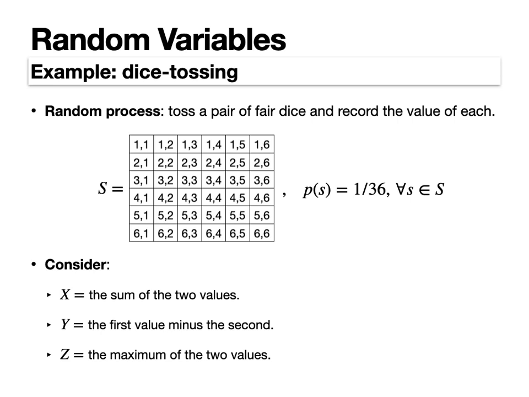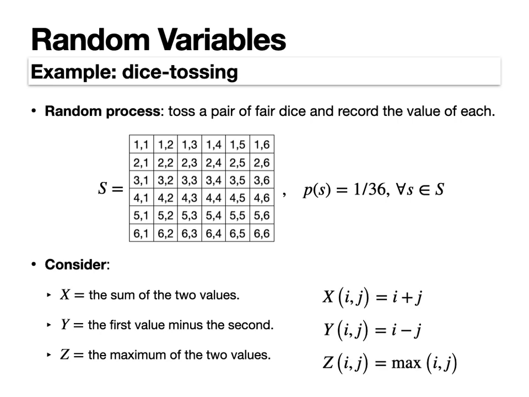So X, Y, and Z are what we call random variables. And this is usually the way I'll define a random variable, by saying what it is. Of course, we could write it as a function, and there you see it. If I call my outcome (i, j), then X is just the sum of those two values, so i plus j. Y is the first minus the second, so i minus j. And Z is the maximum of i and j.